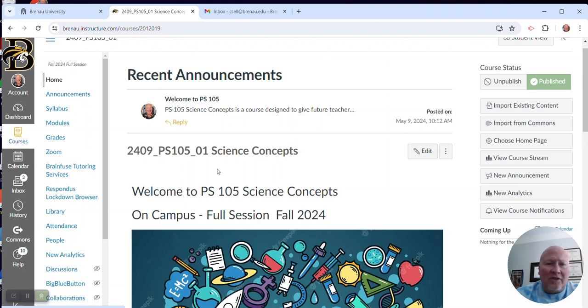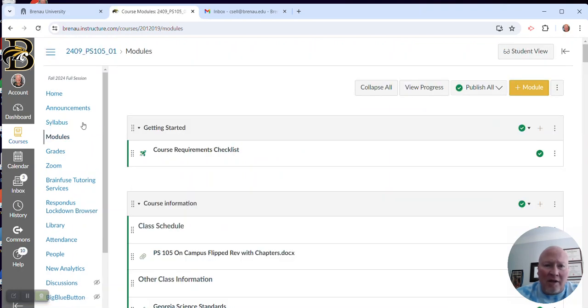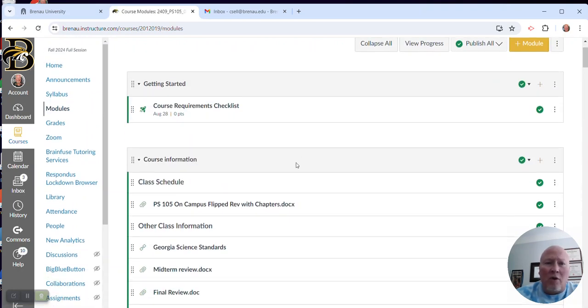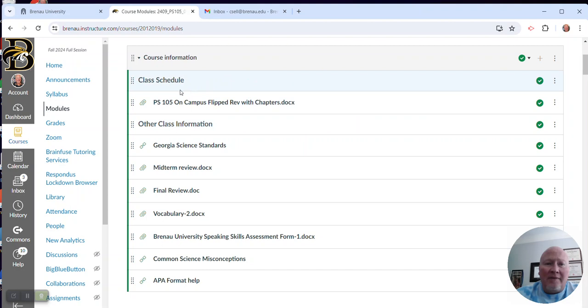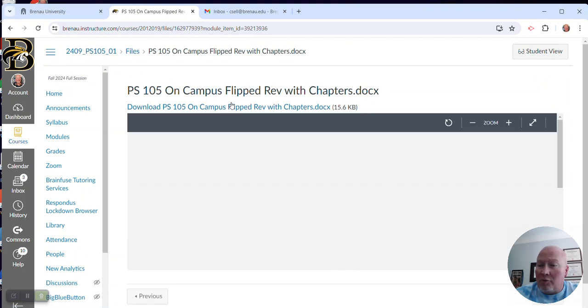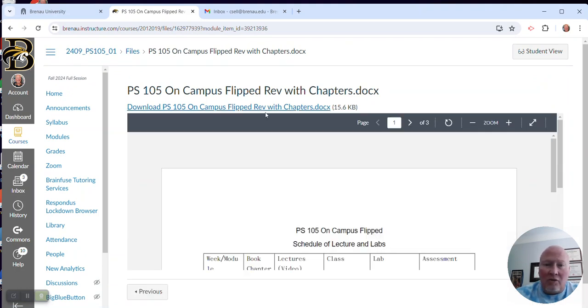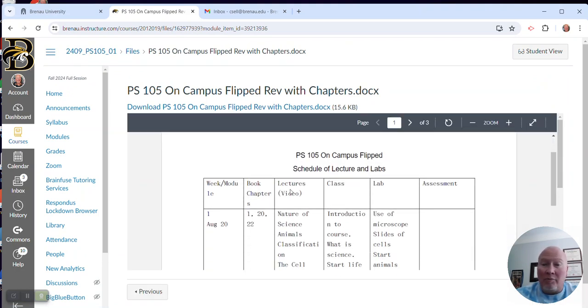So let's take a look at the modules. When I click on the modules, I'm going to come over here. There's your course requirements checklist. Here's the class schedule that I was talking about. PS 105 on campus with a flipped revised schedule with chapters. Now, there's also a book that goes along with this course, which is a required book.